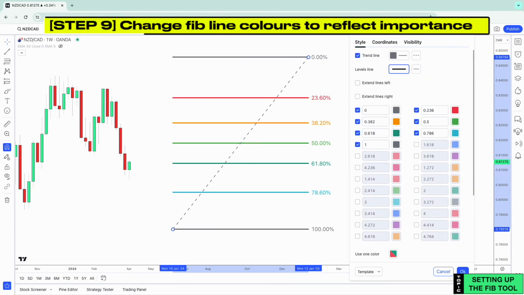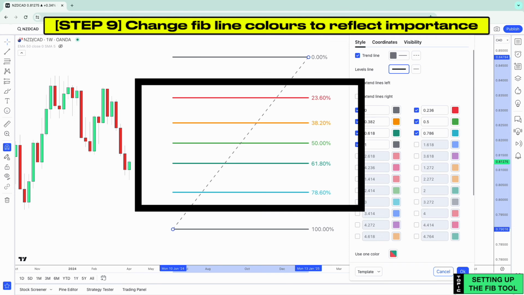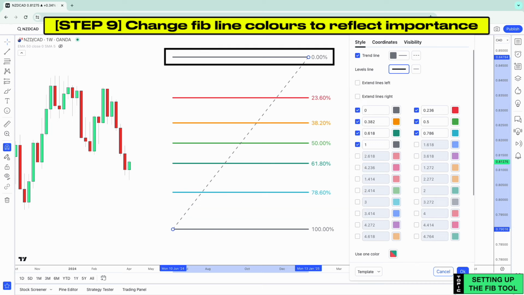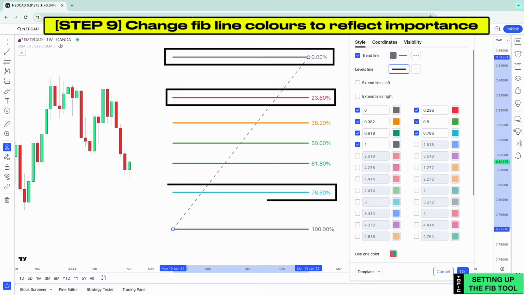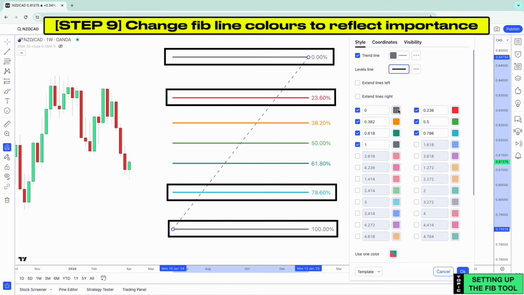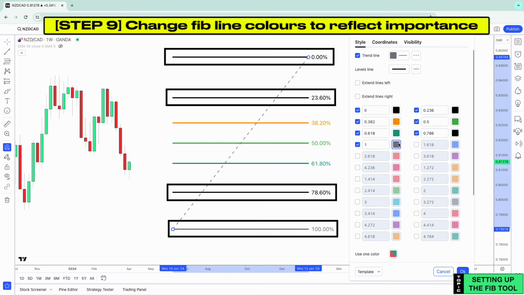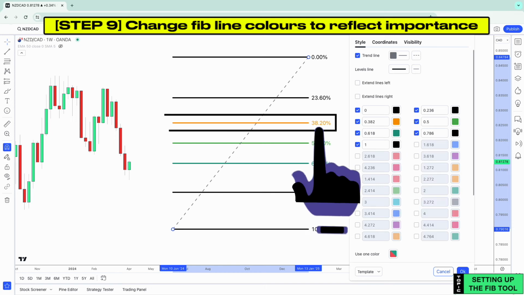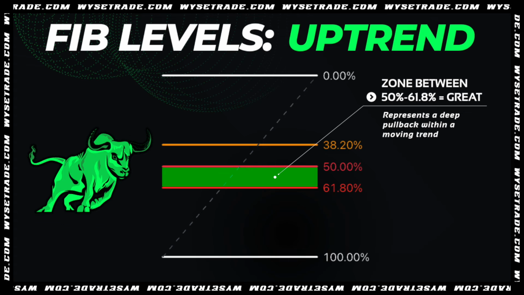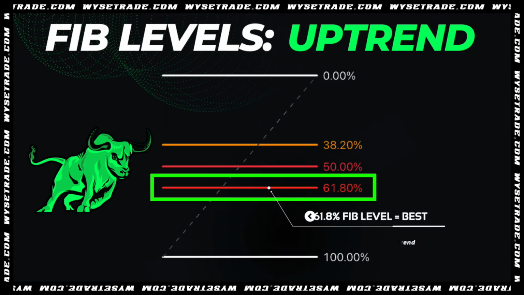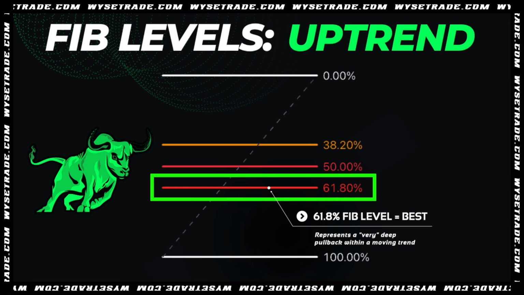Let's talk about colors, shall we? Changing the colors of Fibonacci levels according to their importance is like organizing your sock drawer by season. It makes it easier to quickly identify critical areas for potential price reversals. This clever color coding helps ensure you're making timely trade decisions, rather than playing a game of Where's Waldo but with numbers.